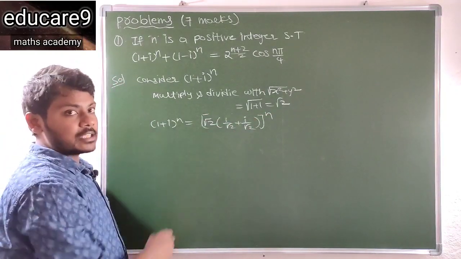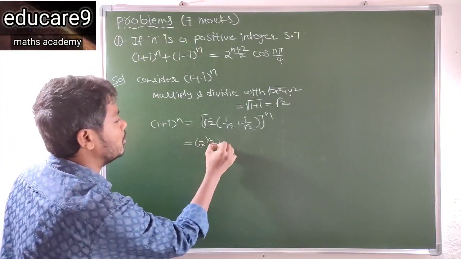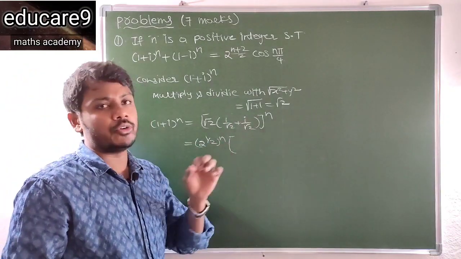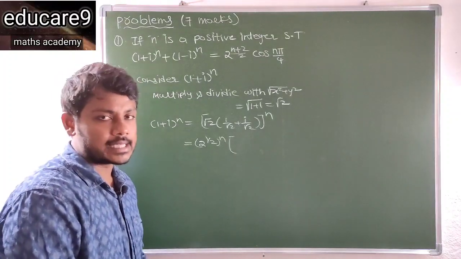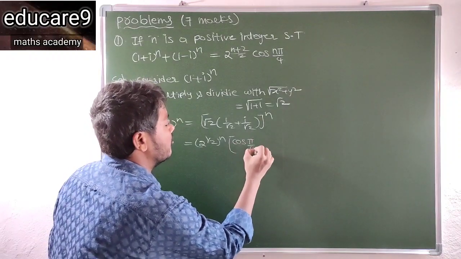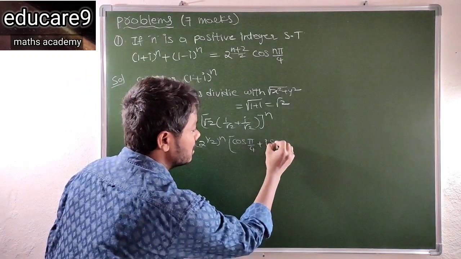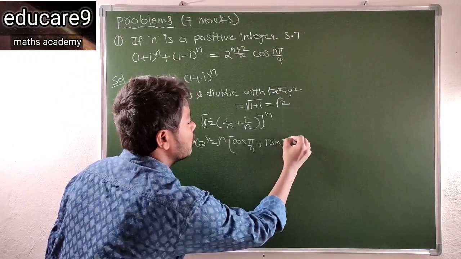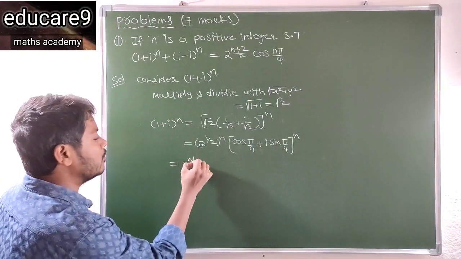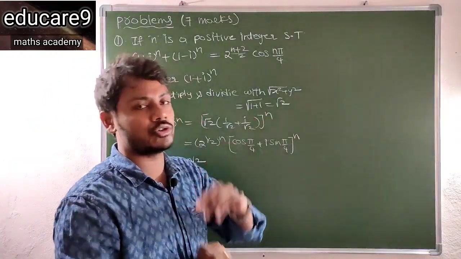So here root 2 can be written as 2^(1/2). So clearly this is (2^(1/2))^n. Now write 1/root 2 + i/root 2 in the form of cos theta plus i sin theta. So 1/root 2 is written as cos 45, that is cos π/4, plus i times 1/root 2 written in terms of sin, that is sin π/4, whole to the power of n. Now this is 2^(n/2) times the form of (cos theta + i sin theta)^n.